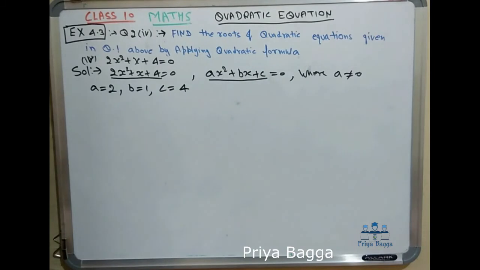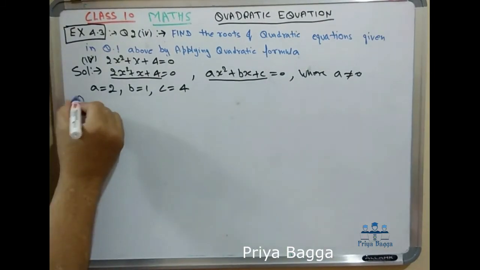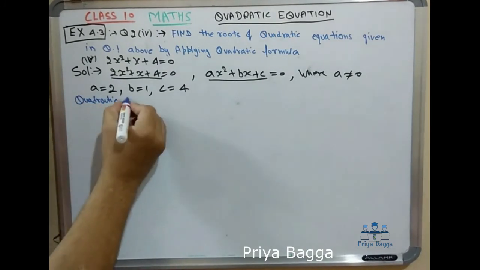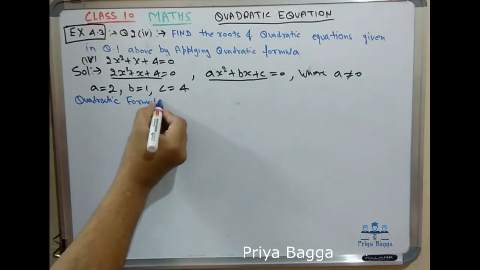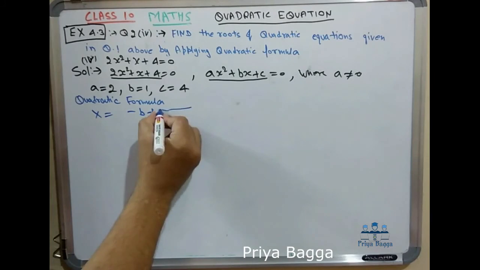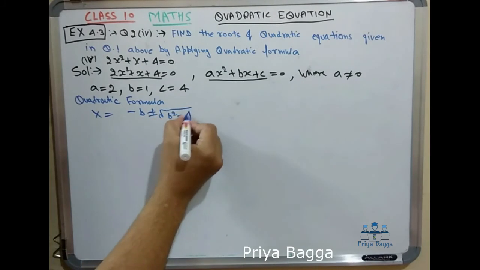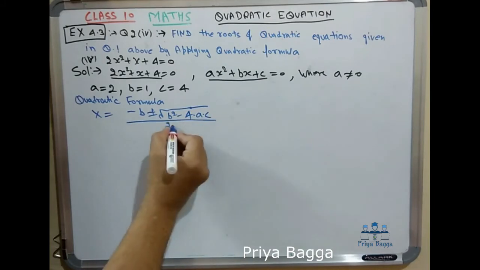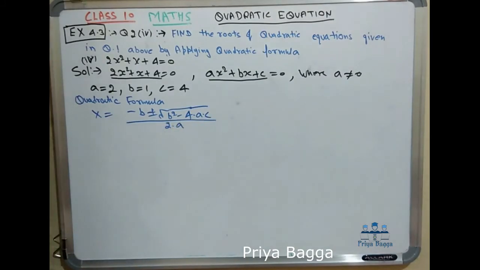Now we have to find the solution of this equation by the quadratic formula. Now what is the quadratic formula? The quadratic formula is given by x is equal to minus b plus minus square root of b square minus 4ac, divided by 2a. This is the quadratic formula by which we have to find the root of this quadratic equation. So now we will substitute the values of a, b and c into this quadratic formula.